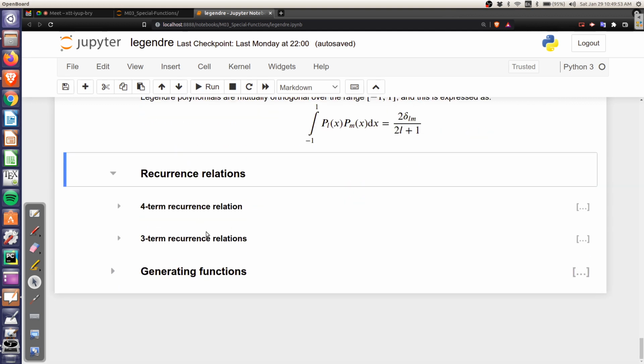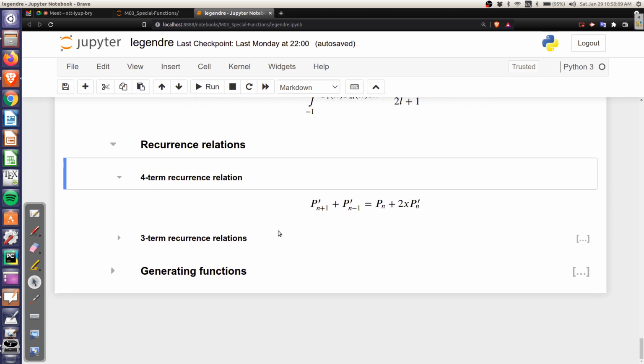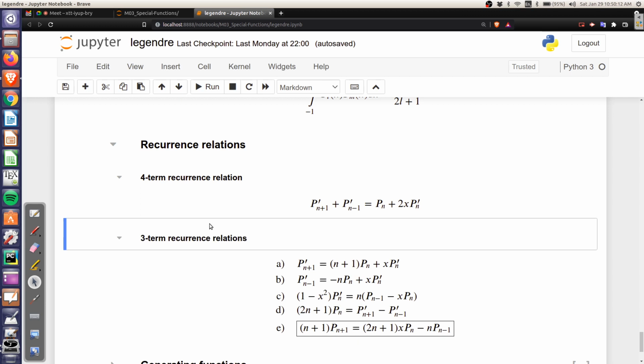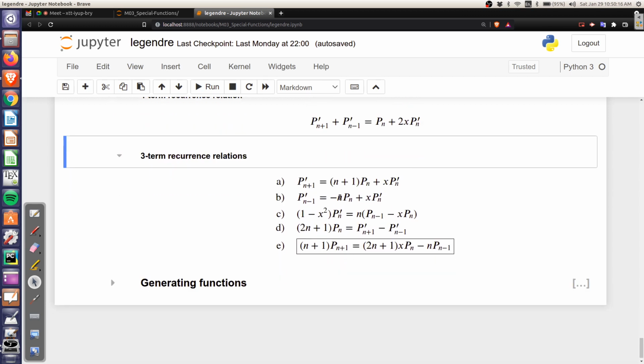So from there you can actually understand this mutual orthogonality. Then we have recurrence relations. Basically, if you know the lower terms, you can find higher terms. You have 4-term recurrence relations, that means it involves Pn prime, Pn minus 1 prime, and Pn plus 1 prime. It involves the derivatives. So this is a 4-term recurrence relation, and this is a 3-term recurrence relation. We are not really interested in deriving this. I just want you all to recollect these different recurrence relations.